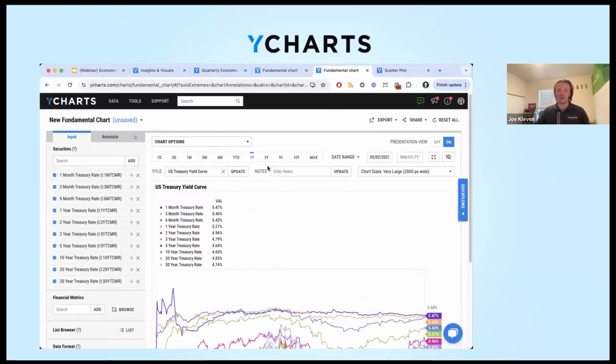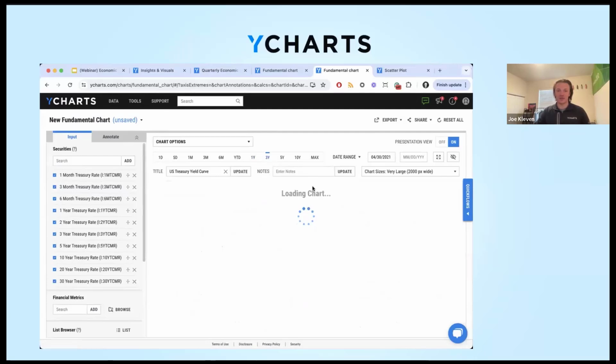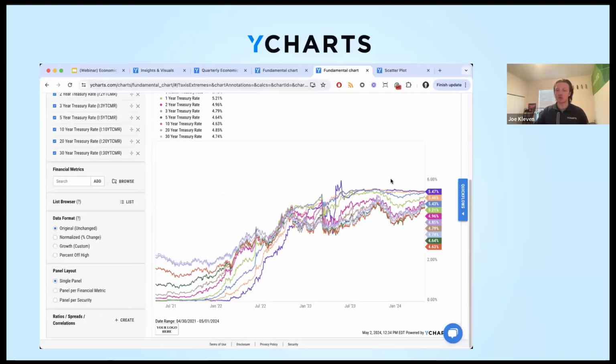You can customize it further to go back 3 years, 3 months. You can put in a custom date range to drive that story of how the yield curve is looking at any particular moment, whether it's like it is now where it's inverted, and maybe what a normal yield curve should look like, which is more of that July 21 era right here.